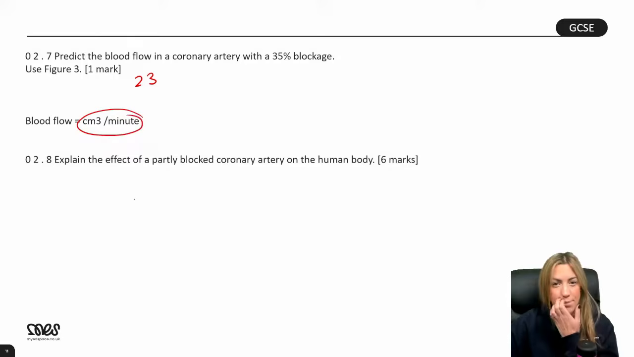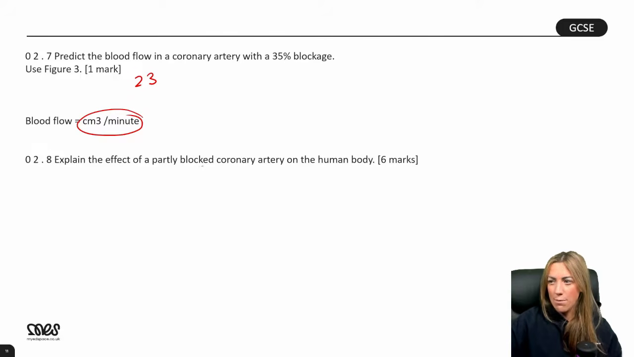Centimeters cubed per minute. Now they will check your graph and they will check that you have given the correct answer based on your graph. And again, they'll give you tolerance of about plus or minus half a small square, just like they do with your plots on the graph. But yeah, for me, it's definitely 23.